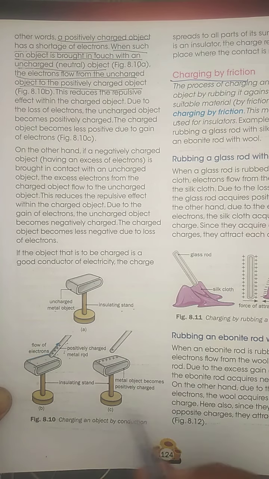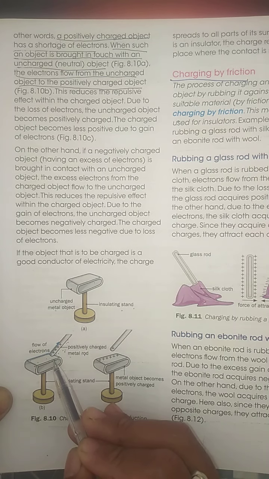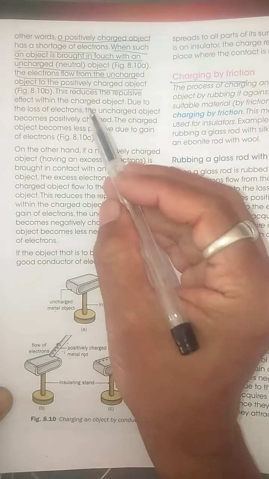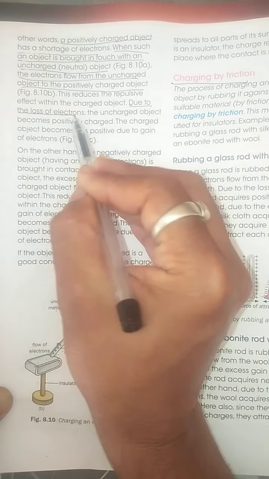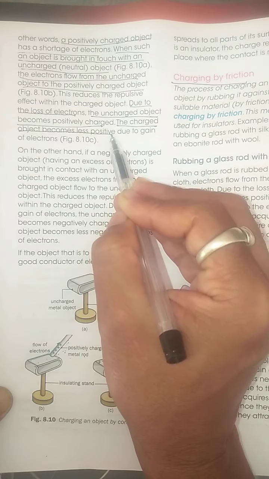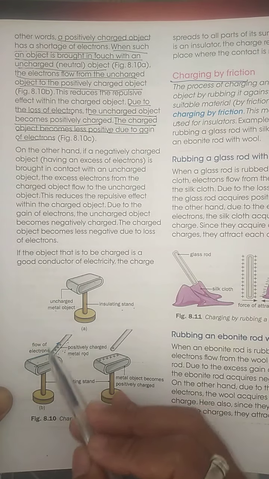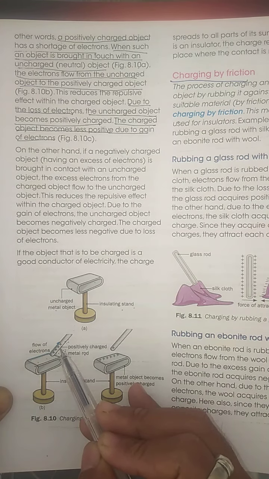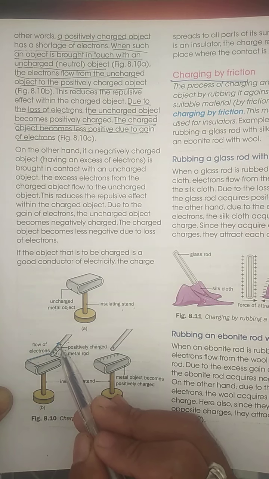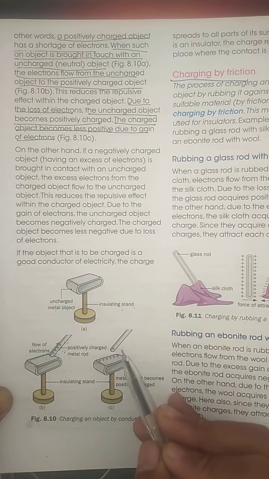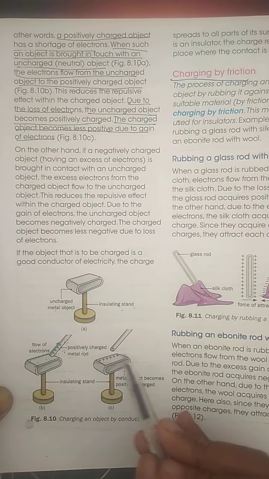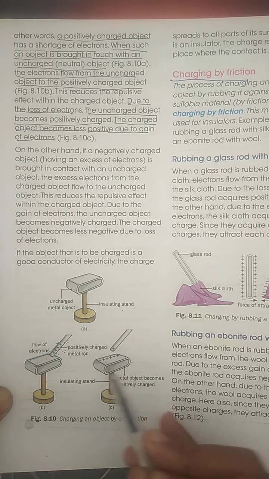So this becomes what? Also positively charged. That's why when a positively charged metal rod is touched with an uncharged metal rod, this uncharged metal rod also becomes what charge? Positive charge by conduction. Due to the loss of electrons, the uncharged object becomes positively charged. The charged object becomes less positive due to gain of electrons. That's why you can see there are 4 positive charges, but by gaining electrons it becomes only 1 positive charge in the positively charged metal rod, whereas this uncharged metal rod now becomes positively charged.